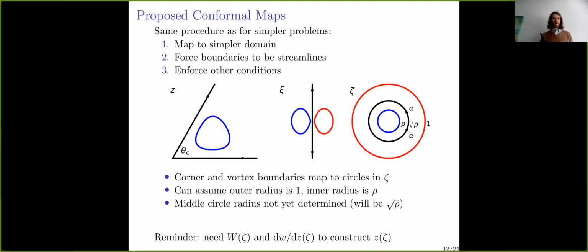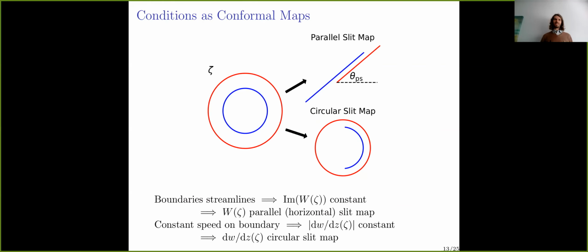And once we do that, we'll have our map V as a function of theta. So in order to start constructing the maps, now that we have what we want them to look like, we want to be able to write down W and dW/dz. So we're going to think of our conditions geometrically as conformal maps themselves. So one of the conditions you recall is the boundaries need to be streamlines.